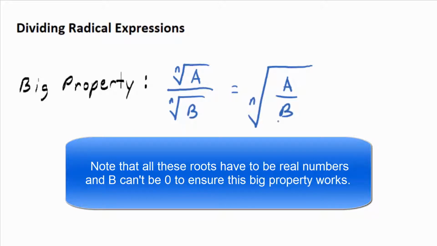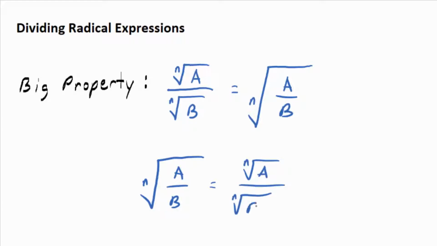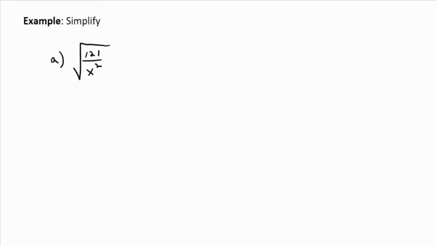And the equal sign's a two-way street, right? So it might be that you use this big property in this direction. The nth root of A divided by the nth root of B is equal to the nth root of A divided by B. Or maybe you'll split it up. Maybe you'll go the other direction. The nth root of A divided by B is equal to the nth root of A divided by the nth root of B. And it just depends on what example you're working as to which way you'll go. Okay? All right, let's give it a shot.